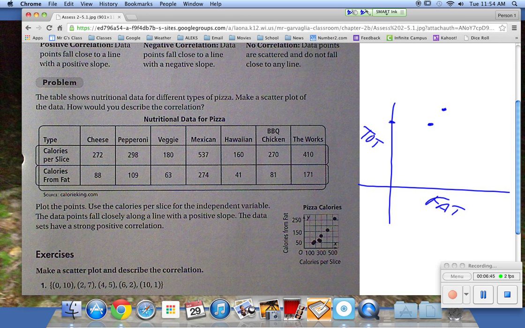Can I determine that as the total, well, here they went calories of fat. They went opposite of me, and this is per slice. Can we determine that as the calories for the slice go up, the fat goes up? Look at our line. We can. We can determine that as the amount of calories for each slice goes up, the amount of calories of fat goes up as well. All right?